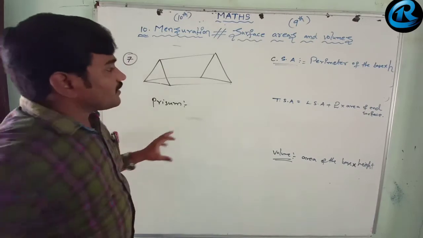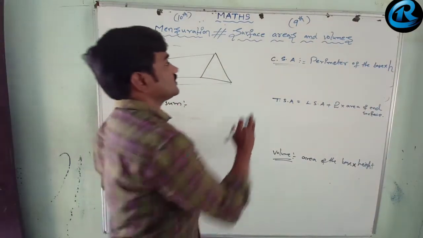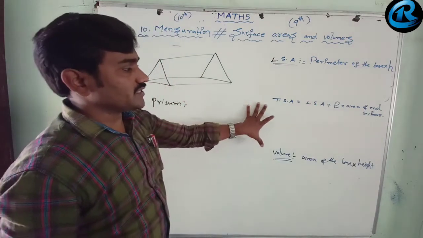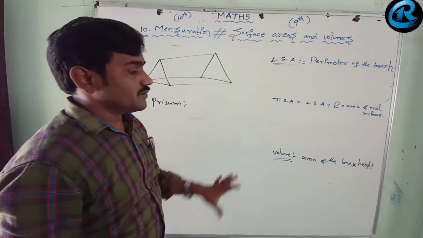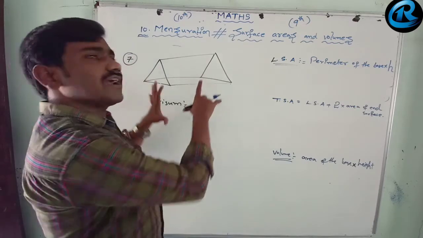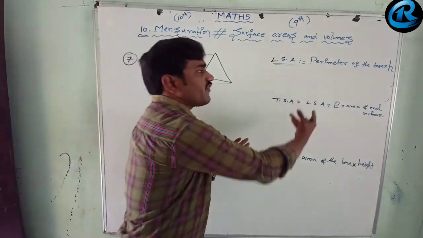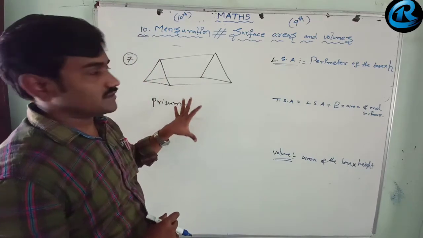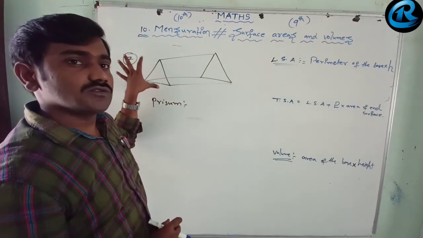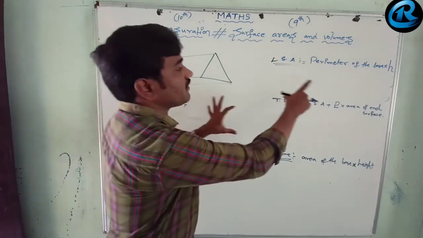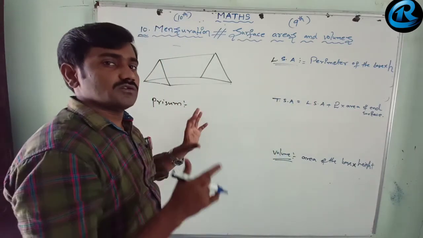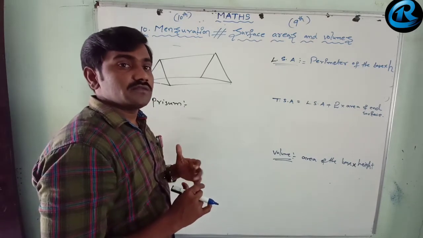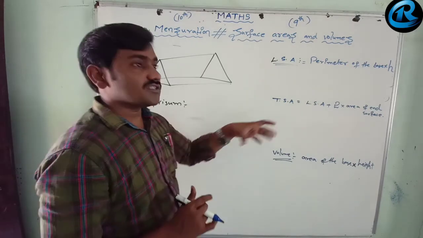So for the prism, the lateral surface area, total surface area and volume. There are different kinds of prisms, so there will be no particular formula for those solid figures. It can be a triangular prism or a square prism. Even if I give the triangular prism formulas, if your question asks about a square prism, rectangular prism, pentagonal prism or hexagonal prism, then the formulas will be different.